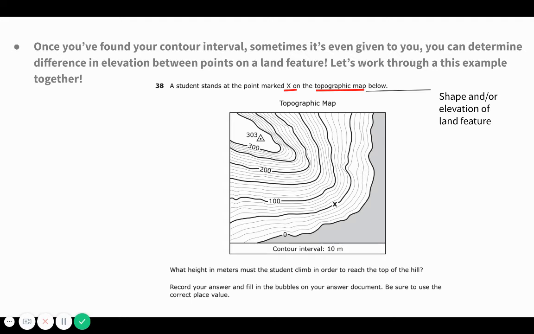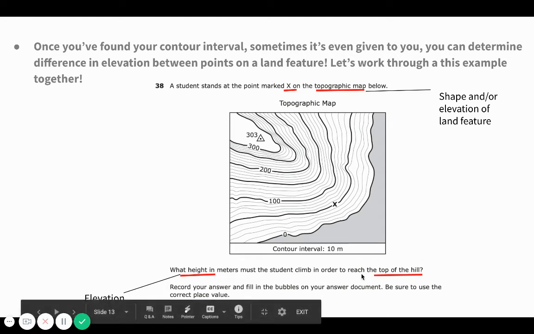What height in meters must the student climb? Oh, what height? What's another word for height, guys? Yes, elevation. So there it is. We are looking for the elevation of a land feature. So what height or elevation in meters must the student climb in order to reach the top of the hill? So I have my starting point of X, my end point or my goal point. I need to reach the top of the hill.